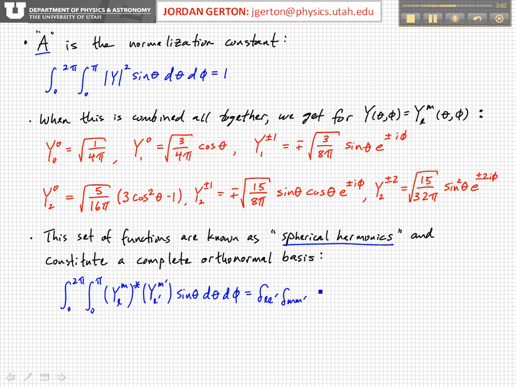So you can write any arbitrary function of theta and phi that satisfies the same sort of boundary conditions, that essentially means continuity, as a superposition of these basis functions.